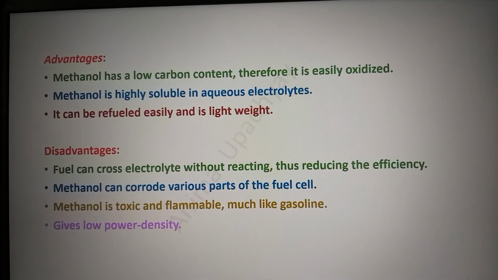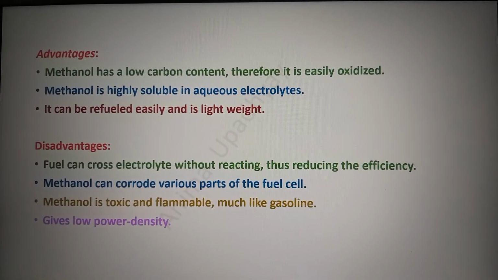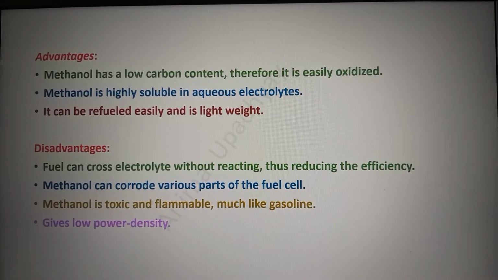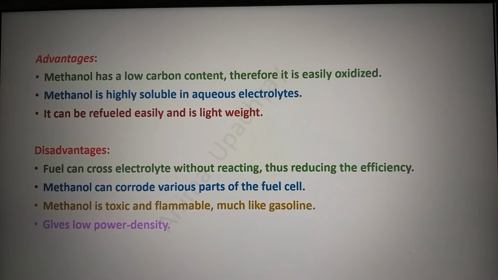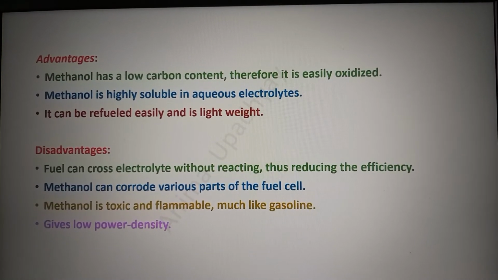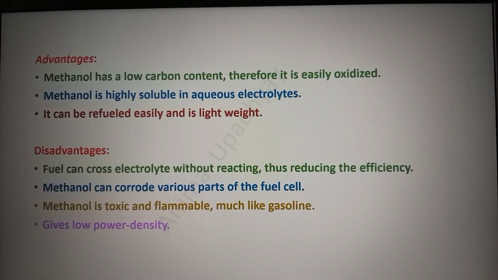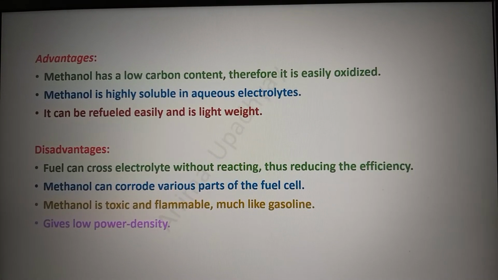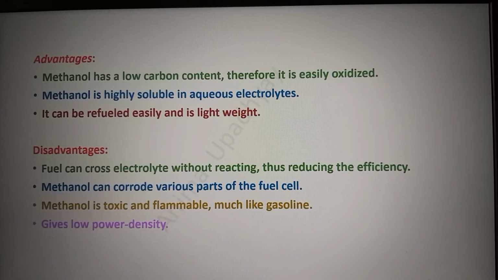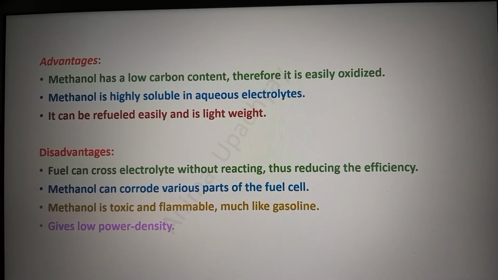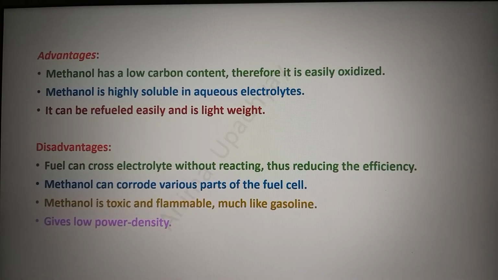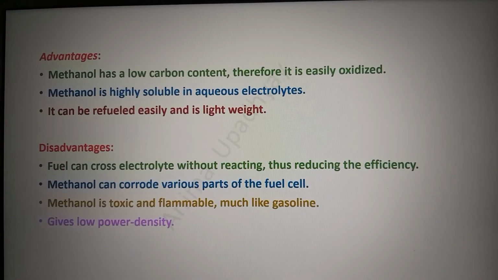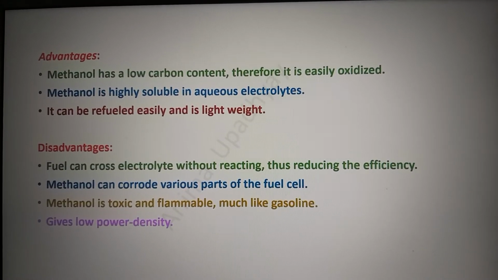The advantages of methanol oxygen fuel cells are that methanol has a low carbon content and a high hydrogen content, and therefore it is easily oxidized. You can see the formula of methanol, CH3OH. So there is more hydrogen compared to carbon. Methanol is highly soluble in aqueous electrolytes. This is another important advantage. And third is that it can be refueled easily and it has a very, very light weight.